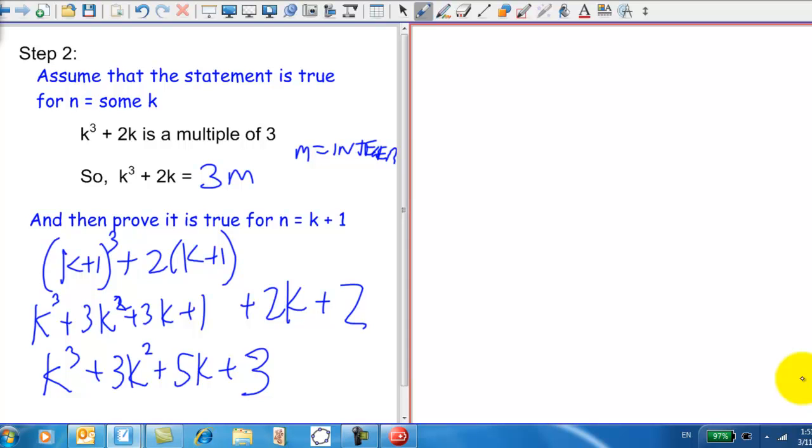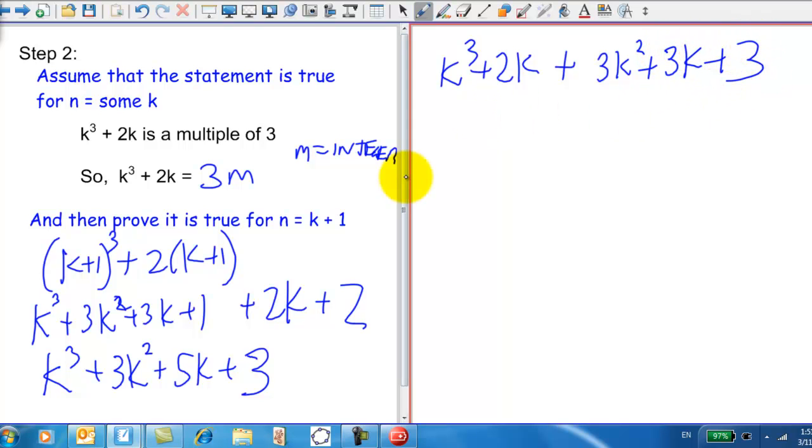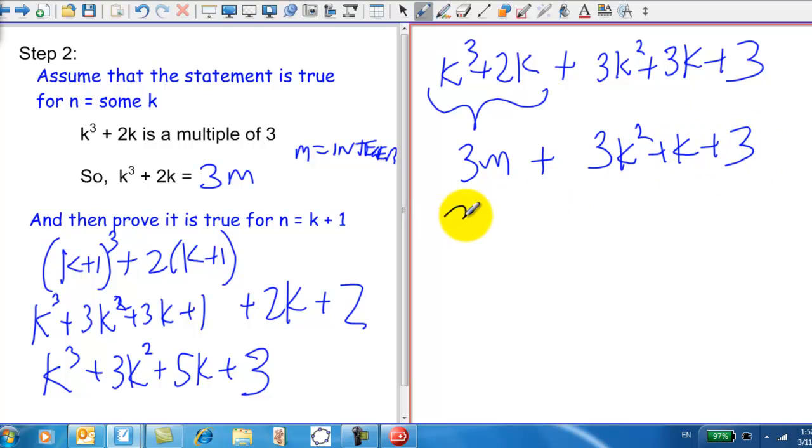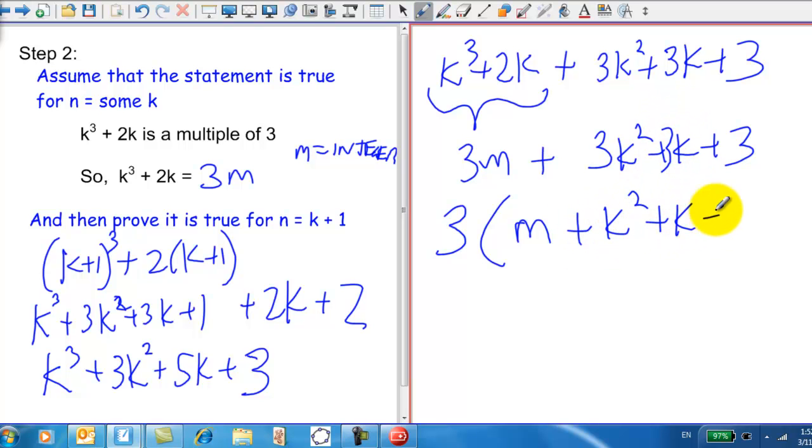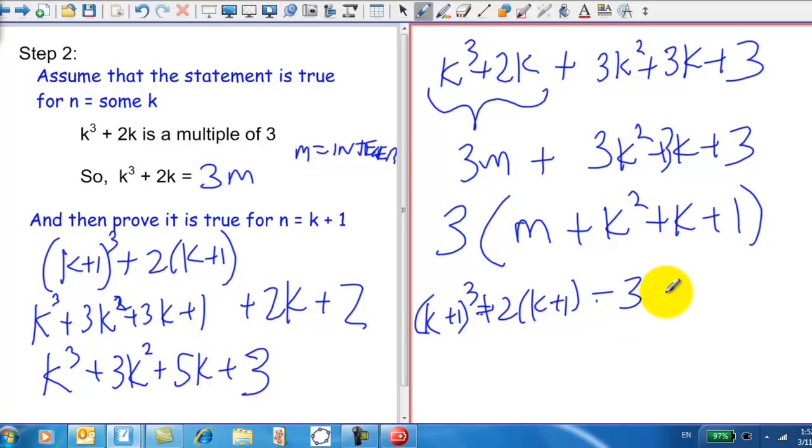And we can see that we've got part of this k cubed plus 2k. See, we know k cubed plus 2k equals 3m. So what I'm going to do is pull the k cubed plus 2k out of this, leaving behind 3k squared plus 3k plus 3. See, I split the 5k into 2k plus 3k, because all of this I can replace with 3m plus 3 times k squared plus k plus 3. But notice I can take a 3 out of all of these. 3 times m plus k squared plus k plus 1. And so this whole thing, k plus 1 cubed plus twice k plus 1, equals 3 times some integer.